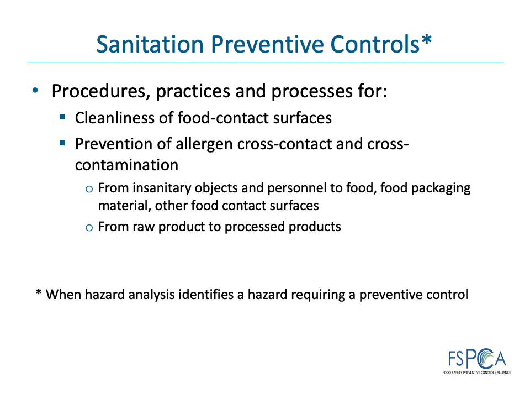It may also involve procedures to significantly minimize or prevent allergen cross-contact and microbial cross-contamination. Preventing hazard transfer from insanitary objects, such as dirty equipment and environmental sources, and from personnel to food packaging material, and to other food contact surfaces may be appropriate depending on the operation. Preventing transfer from raw or unprocessed product to processed product may also be appropriate in some situations, e.g., from uncooked to cooked product, from unwashed to washed product, etc.